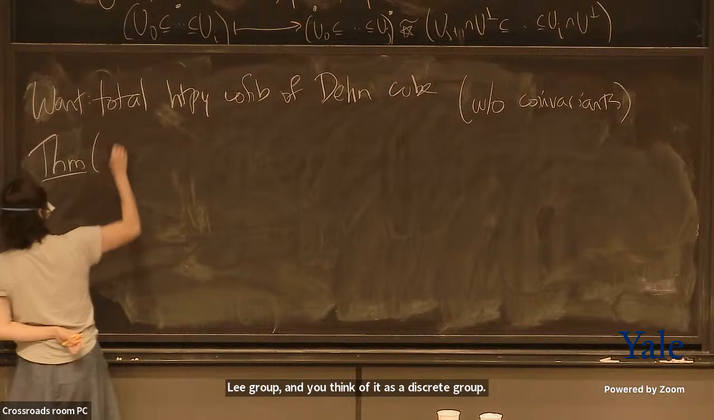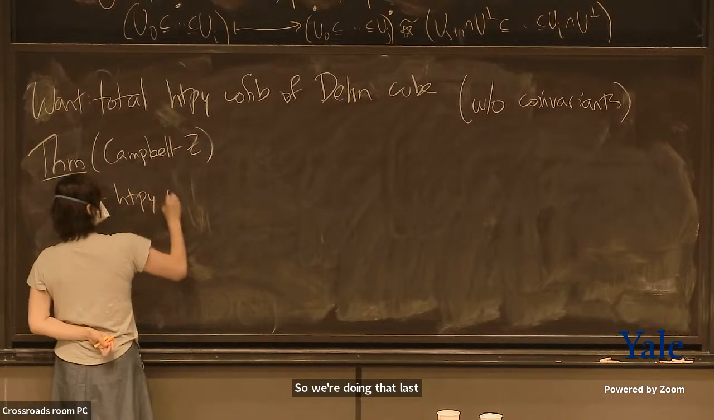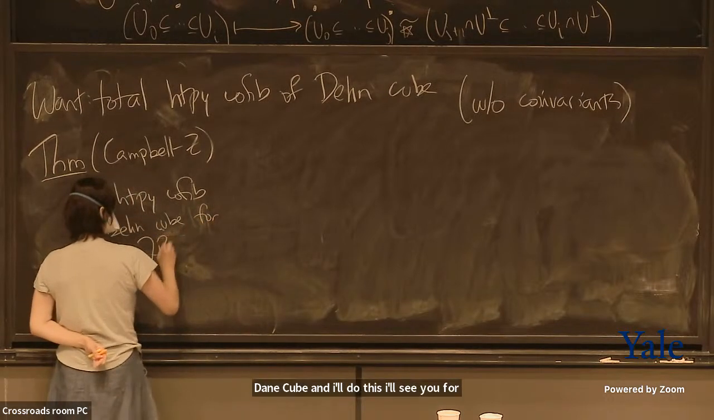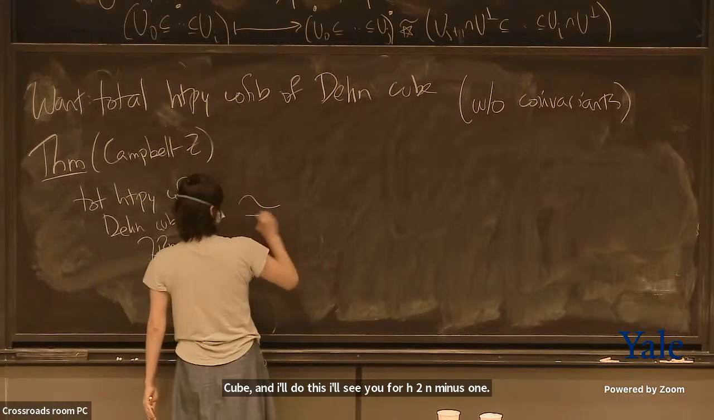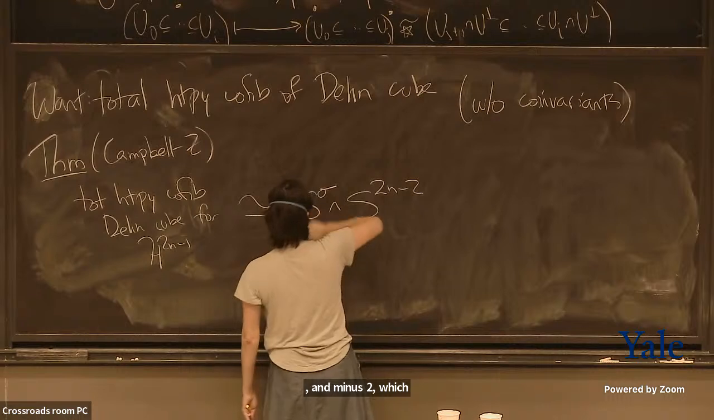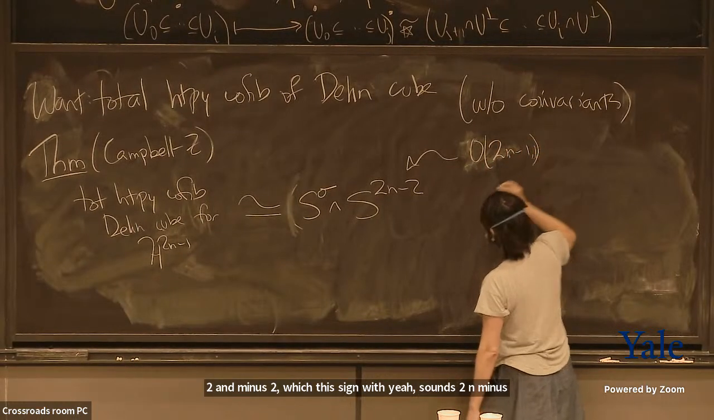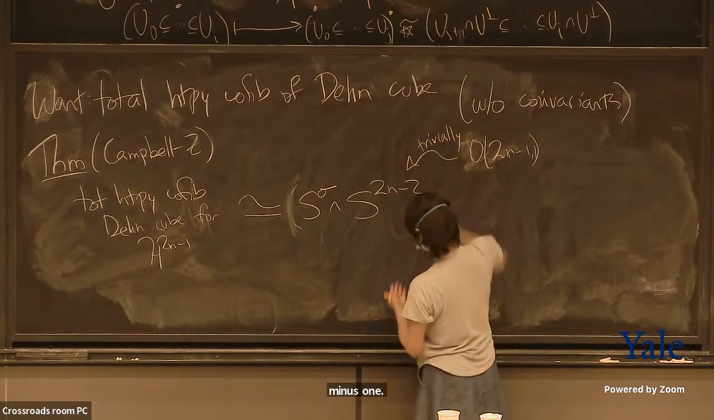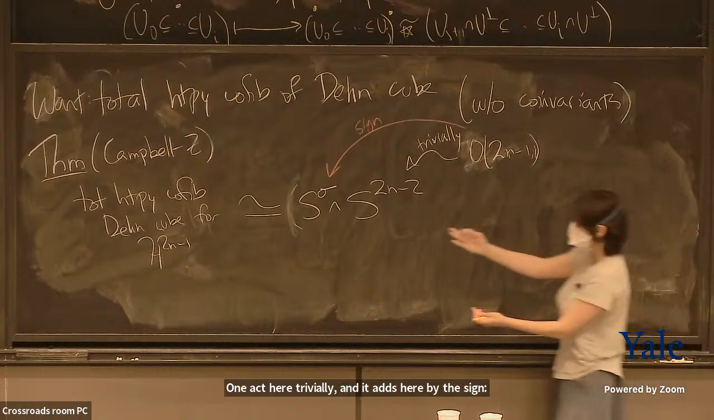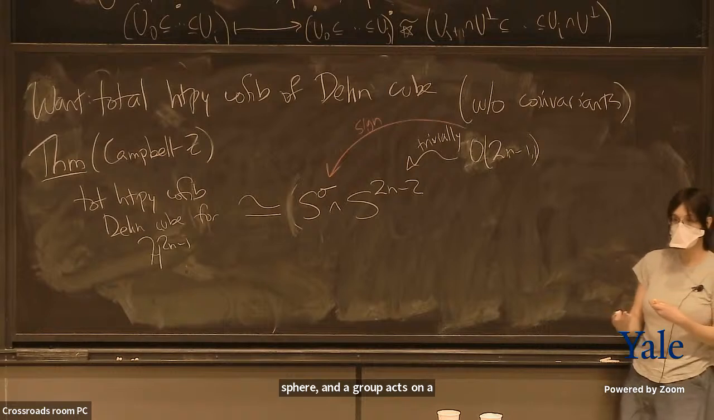In the theorem, the total homotopy cofiber of the Dane cube, and I'll say it for H2n minus 1, but actually this is going to work in vast generality. This is S2n minus 2, wedge this sign with the isometry group. Oh, I've been writing it as O, 2n minus 1, 1. It acts here trivially, and it acts here by the sign. So we can now identify this, and moreover, when you have a sphere and a group acts on it trivially, the homology of the co-invariants will just be the group homology of the group.